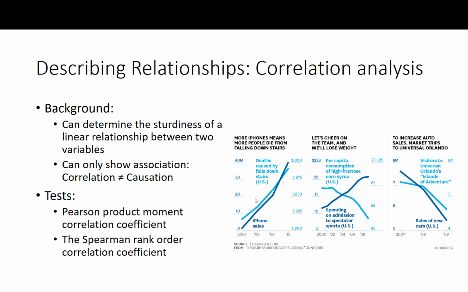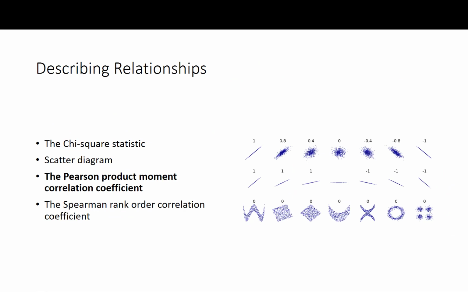Know the difference between the two, because if you don't do the right one, you'll get rubbish as an output. So, the Pearson product moment correlation coefficient. Again, say that three times quickly.